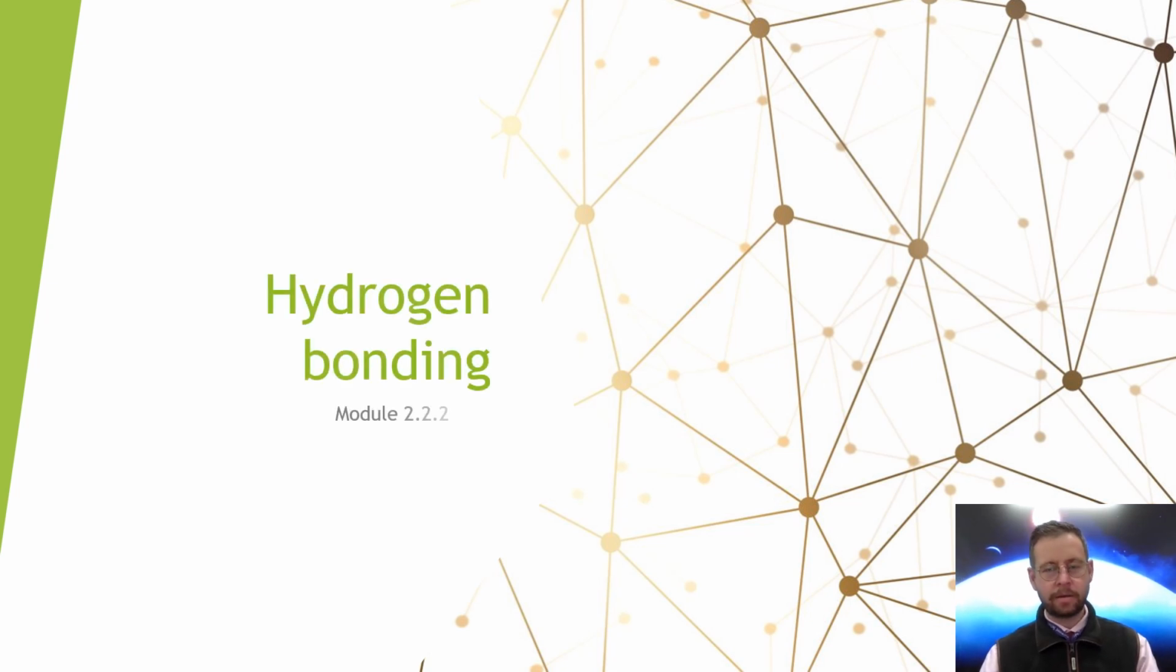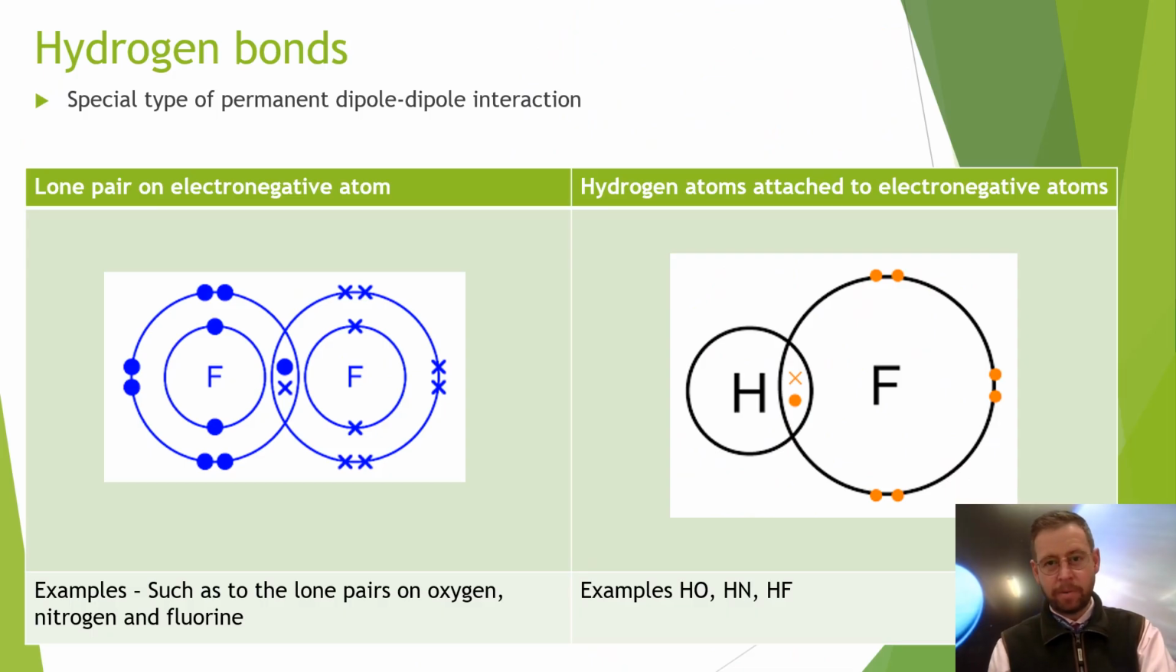It is time to talk about that very particular example of permanent dipole-dipole intermolecular force, the hydrogen bond. So let's dive straight in. The hydrogen bond, a particularly strong kind of permanent dipole-dipole interaction, forms between the slightly positive hydrogen of one molecule and a lone pair of an electronegative neighboring molecule.